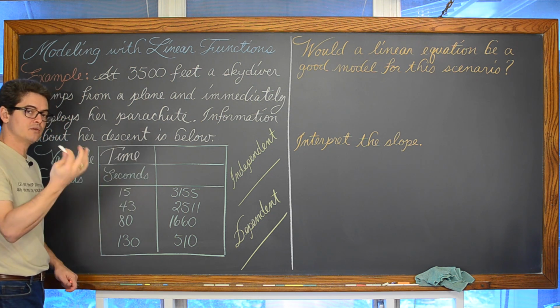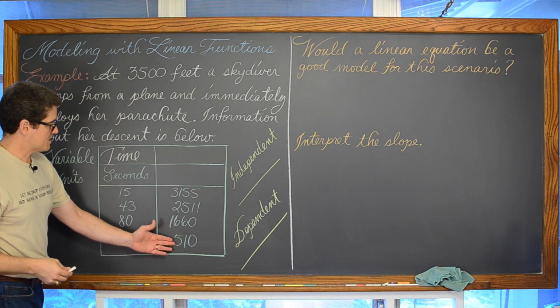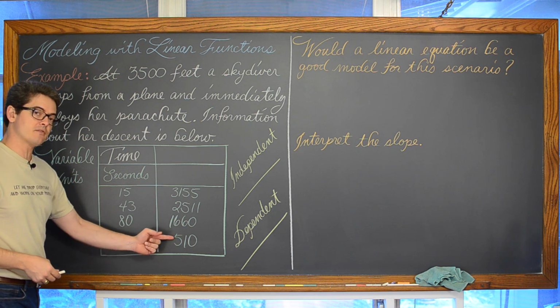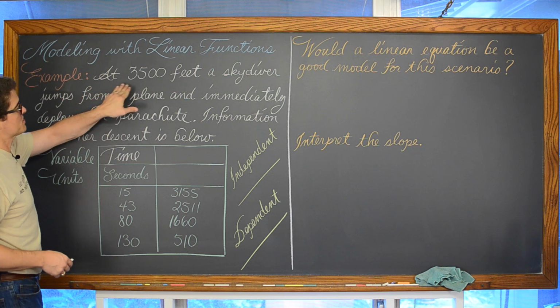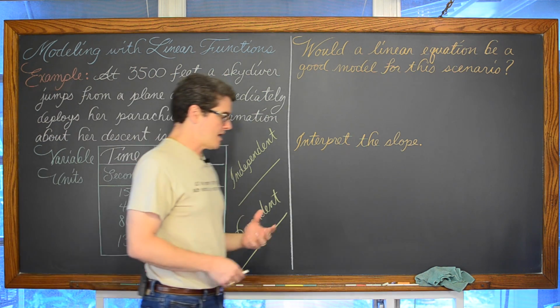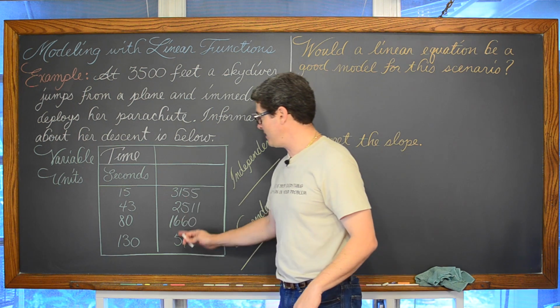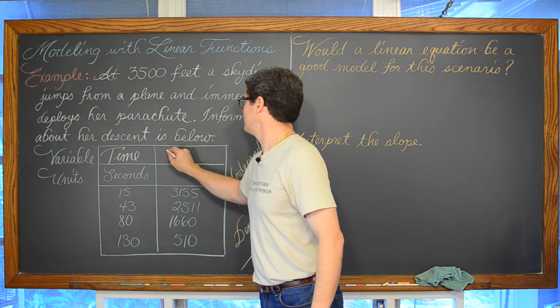The time it takes to basically descend from the plane and land on the ground. And then we have these other values, and if we look, these are all in the thousands except for this last one, which is 510. We go back and read the problem, and it says that we're initially going to jump out of a plane whose altitude, height above the ground, is 3,500 feet. So it seems that this second column would be the altitude of the parachuter.